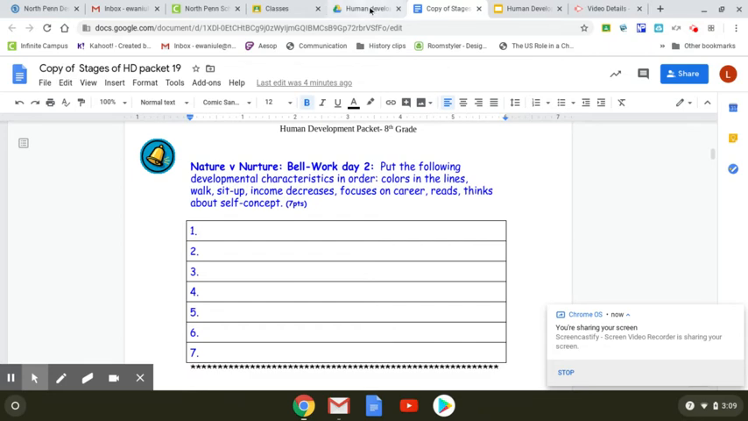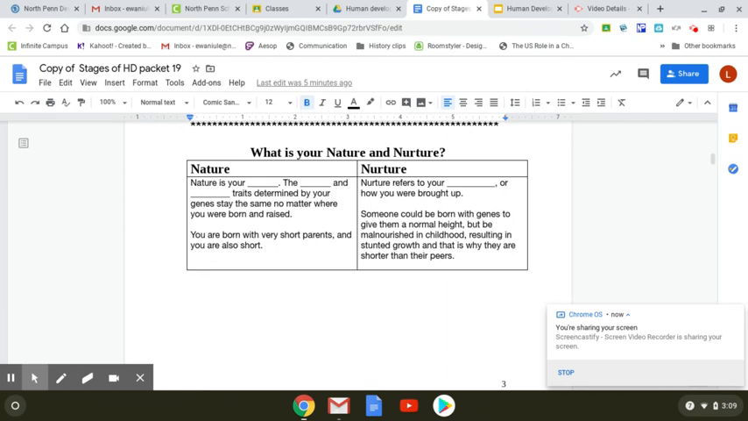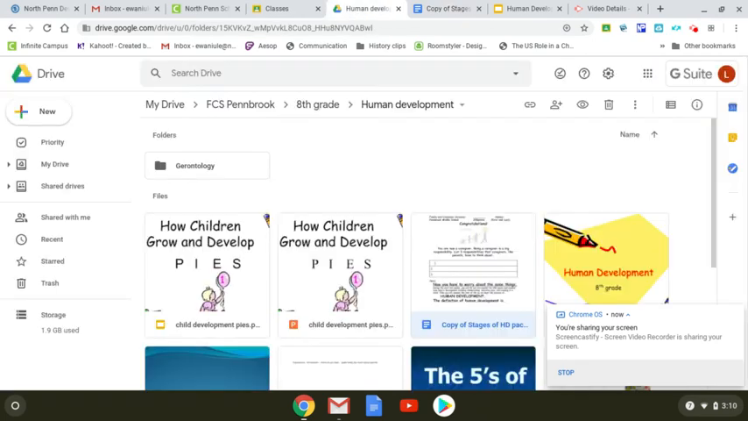Do that before you hand it in, and then we'll move on to the note part about nature versus nurture today. Okay, and I am going to go back to the slides presentation.